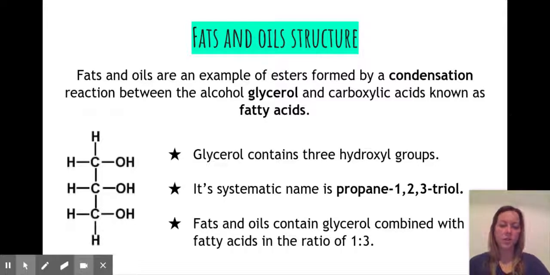and that is going to form our ester link, just as before. All of these things about glycerol are important knowledge that you can be asked about in the exam. So it's a condensation reaction. You need to be able to draw glycerol, and you need to know that its systematic name is propane 1,2,3 triol. You also have to be very aware of the 1:3 ratio, but of course that should make sense once you have seen the process of this reaction. So let's have a look at that.